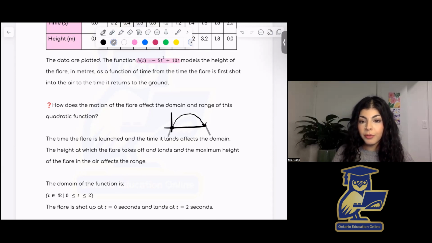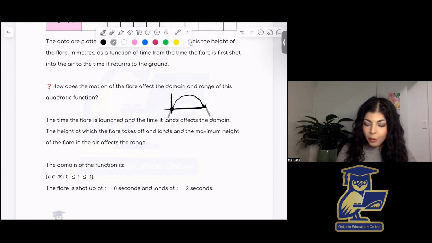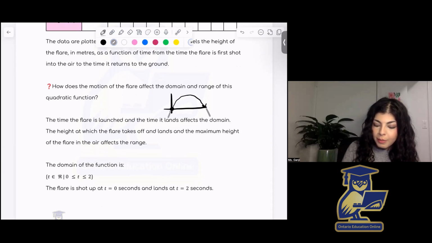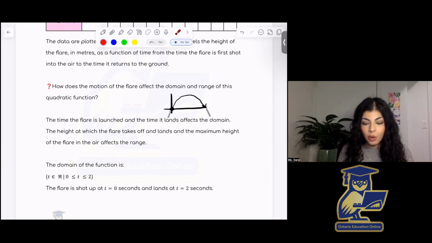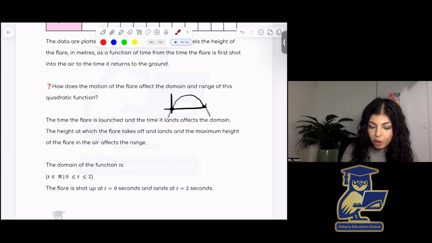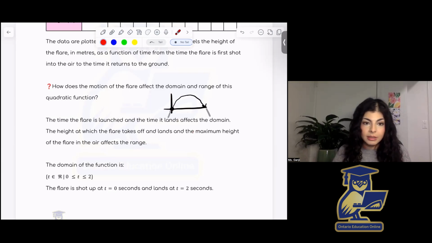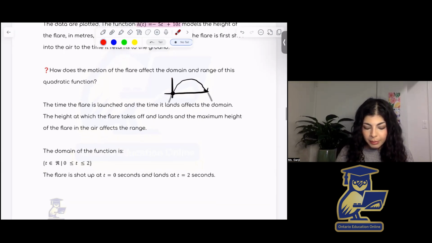For an object moving through the air, I only care about the time while the object is in the air, so starting from the time that it is launched until it lands back on the ground. And in terms of its height, I only care about the height while it's in the air: the maximum height it reaches, and then the time it goes back down to the ground. So that's what we have over here. The time of the flare is going to be our domain, so our x-axis or our independent variable, and our dependent variable is the height, which changes based on the time, and that will determine our range along with the maximum height.